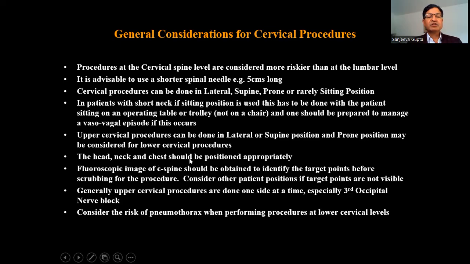The head, neck, and chest should be appropriately positioned, extremely important, which I will discuss later as well. A fluoroscopic image of the C-spine should be obtained to identify the target points before scrubbing for the procedure, and I've already discussed this as well. Generally, upper cervical procedures are done one side at a time, especially third occipital nerve block. If you do third occipital nerve block on both sides, some patients can lose the orientation of the head with the body, and it can be quite tricky.